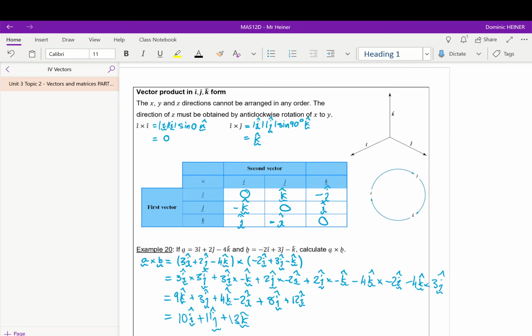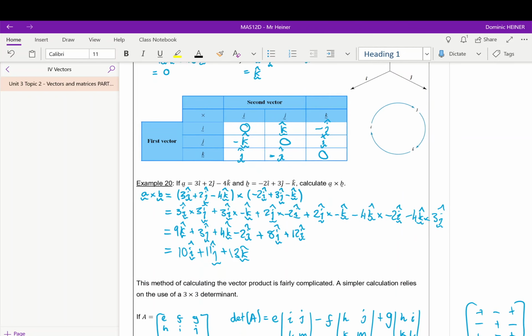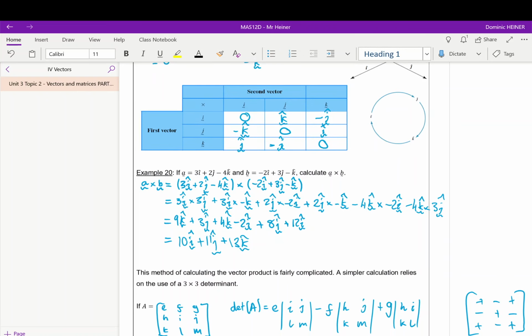So applying this to all cross products possible, i and j, i and k, and so forth, gives us the following table. If we then apply that to A cross B, where A and B are in Cartesian form, we can find that distributing that cross product gives us the following products: 3i and 3j, 3i and negative k, 2j and negative 2i, 2j and negative k, negative 4k and negative 2i, and negative 4k and 3j. So combining like terms and applying those cross products gives us 10i plus 11j plus 13k.